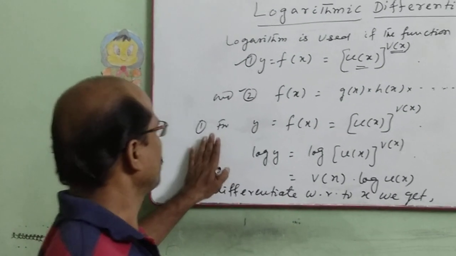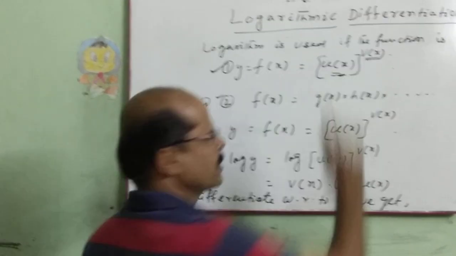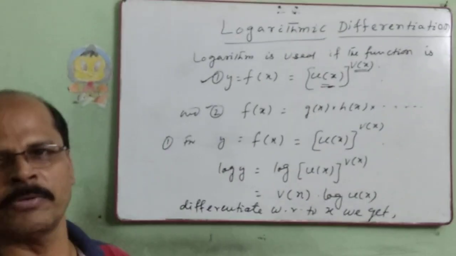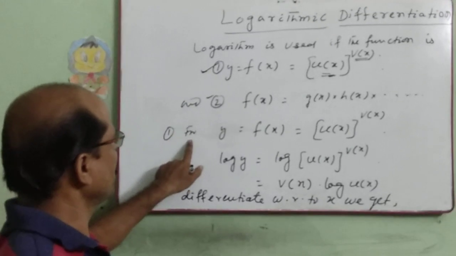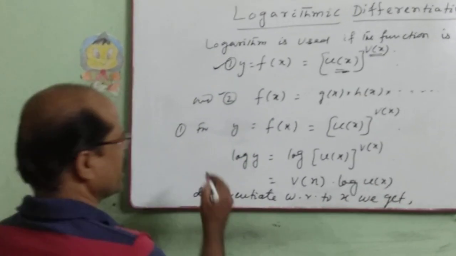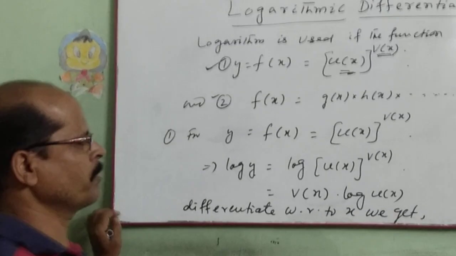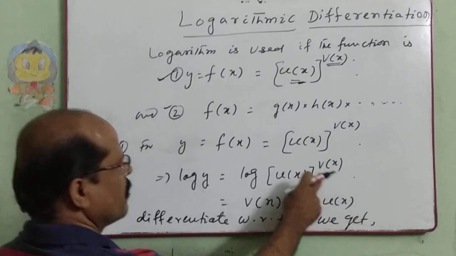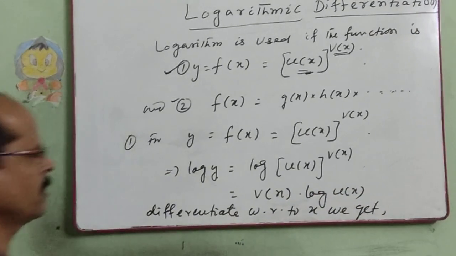So, okay. First we will discuss if the function is u of x to the power v of x, means both base and exponent both are in variable form. Now, for suppose y equal to u of x to the power v of x, taking log both sides, log y equal to log u of x to the power v of x, according to the property of logarithm function, you may write v of x log u of x.